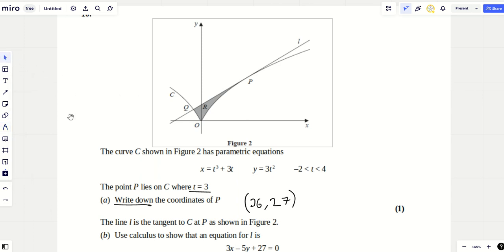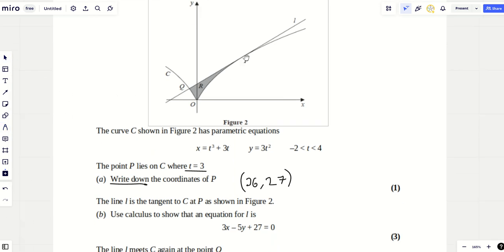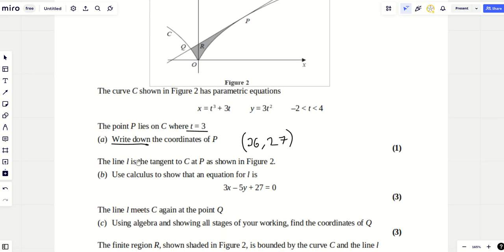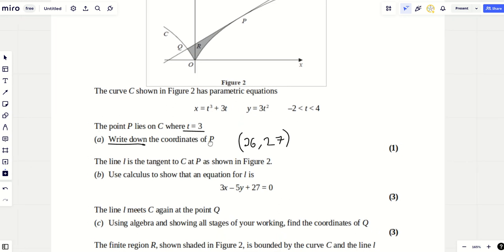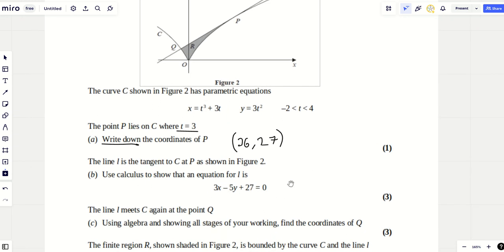That shouldn't be too bad, because each t value corresponds to a point on the curve. And you just plug the t value in to find where you are on the curve at that value. Okay, the line L is the tangent to C at P. Show that the equation for L is this.